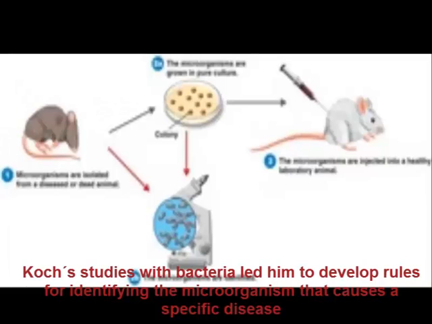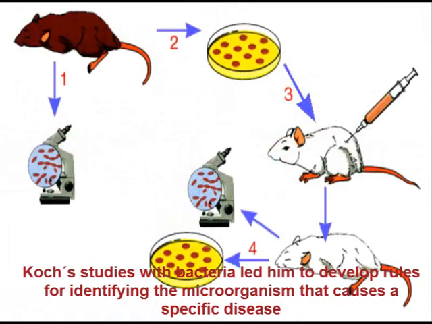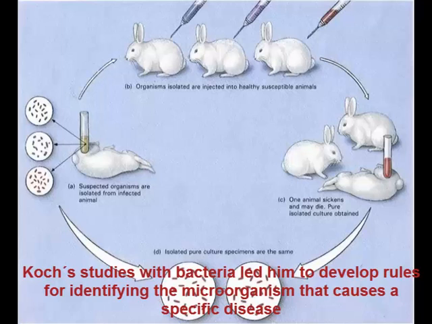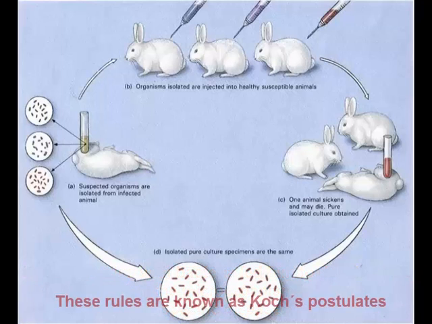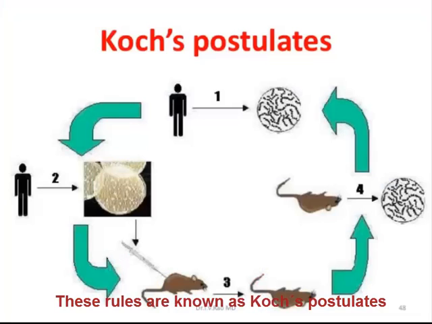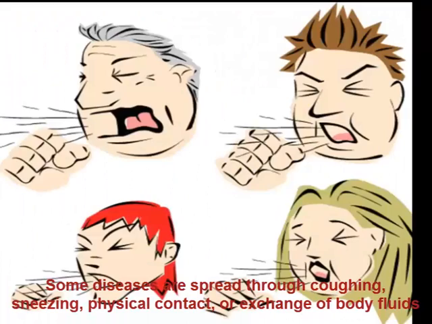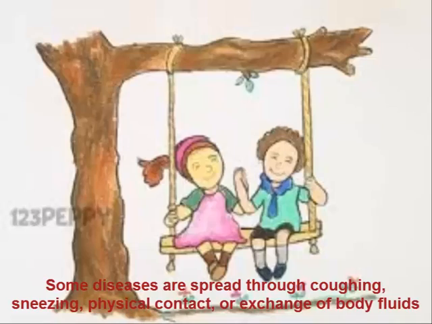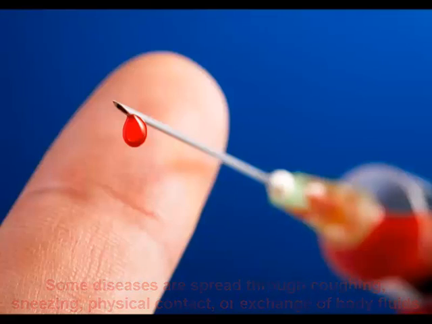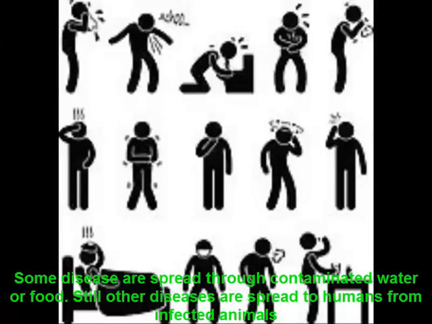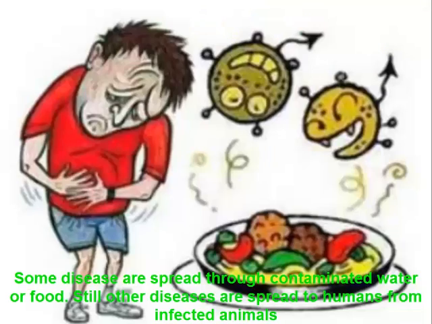Koch's studies with bacterial cultures developed rules for identifying the microorganisms that cause a specific disease. These rules are known as Koch's postulates. Some diseases are spread through coughing, sneezing, physical contact, or a exchange of body fluids. Some diseases are spread through contaminated water or food.